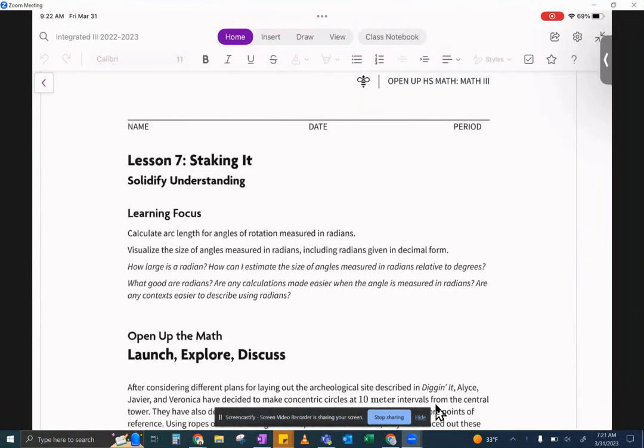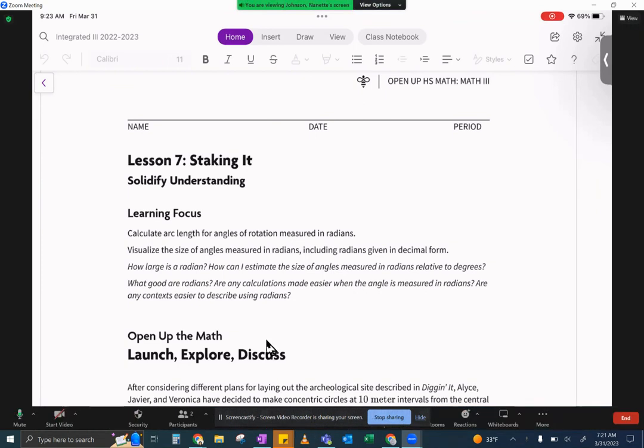All right, good morning. We are going to do lesson 6.7, which is called staking it. Today is just more of what we've been doing, but now we're going to do it in more of a generic sense and see if there are any shortcuts that we can make.